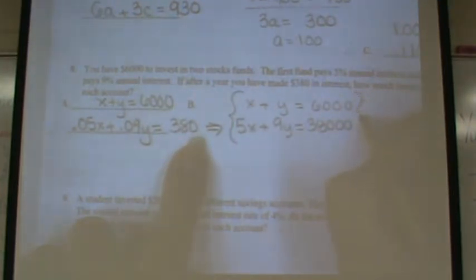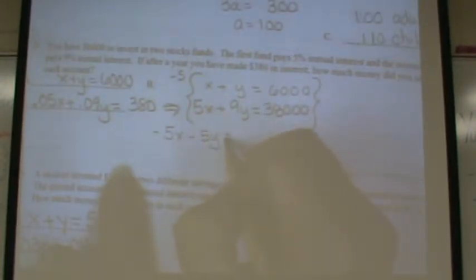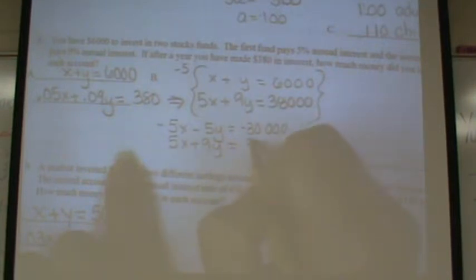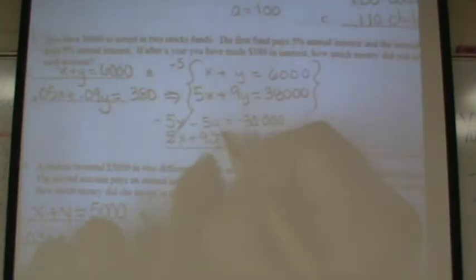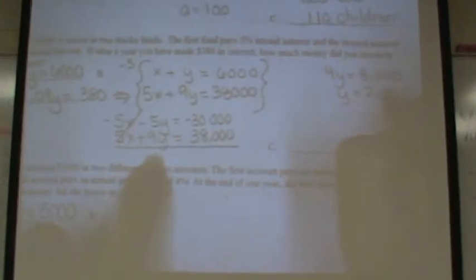Now this equation, I'm going to leave it for a second, just rewrite it. These are two equations. I would probably multiply this top equation by -5, and I would get -5x minus 5y equals -30,000, and then 5x plus 9y equals 38,000. And when I combine these two equations, I end up with 4y equals 8,000. Divide by 4 and you get 2,000.